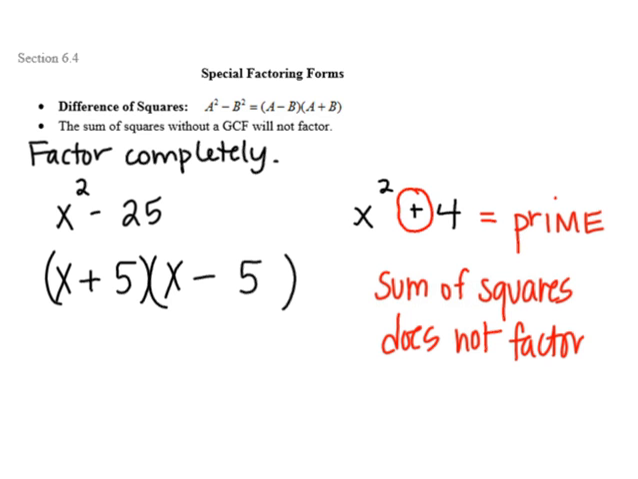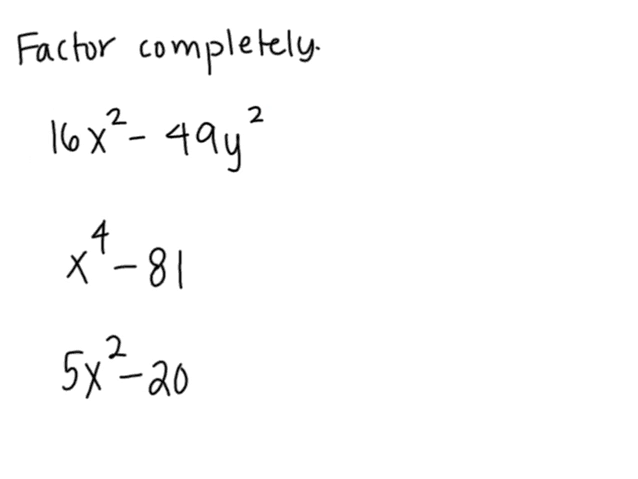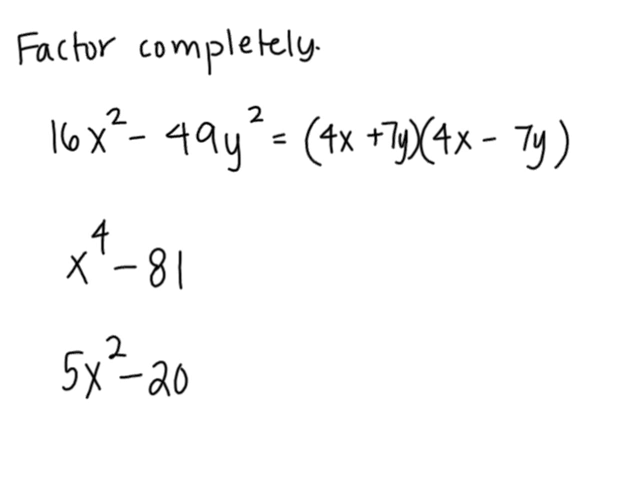Okay, so let's look at a few other examples from this section. I'm asking you to factor completely, and your first one is 16x squared minus 49y squared. 16 is a square, x squared is a square, 49 is a square, and y squared is a square, so everything is a square. The number squared that makes 16 is 4, so you would have 4x times 4x, and the number squared that makes 49 would be 7, so you'd have 7y and 7y. One's positive and one's negative.